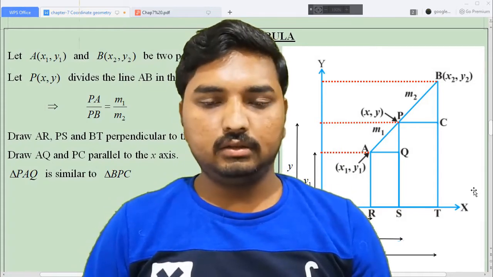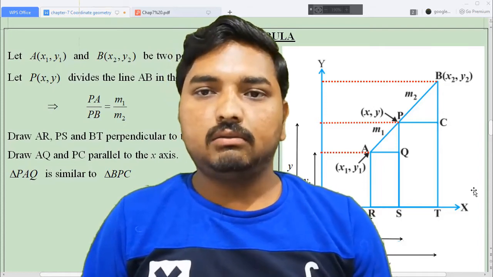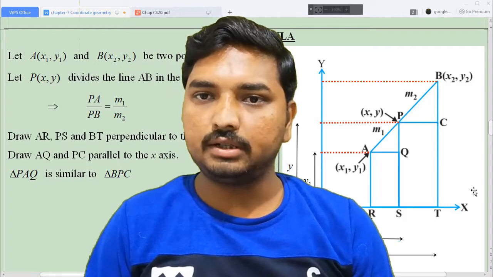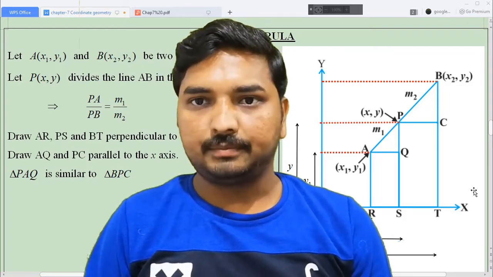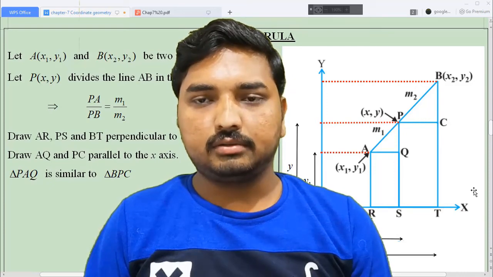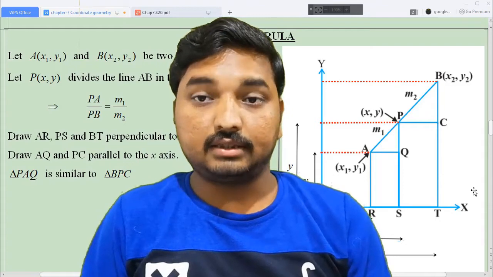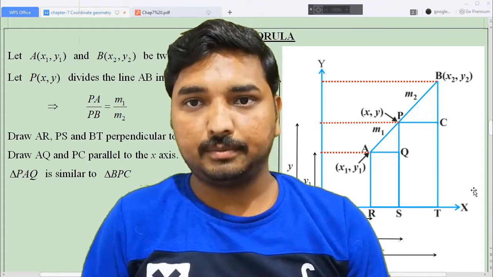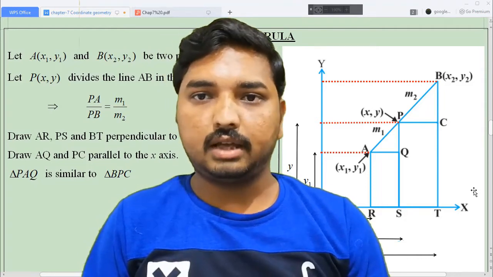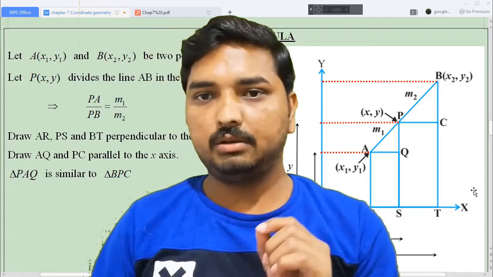Now let us begin the derivation of the section formula. I think the word section is familiar to you. I think you have heard this word in biology, while studying the internal structure of organs, where he may ask about cross section, transverse section, longitudinal section, like that. So by this we can understand what the word section means.